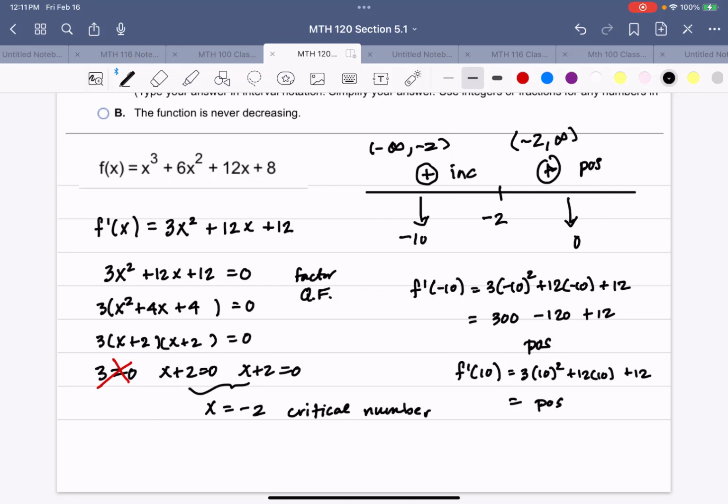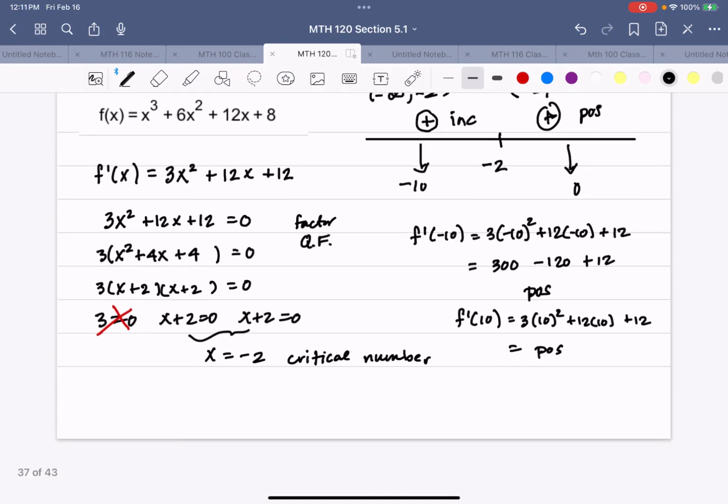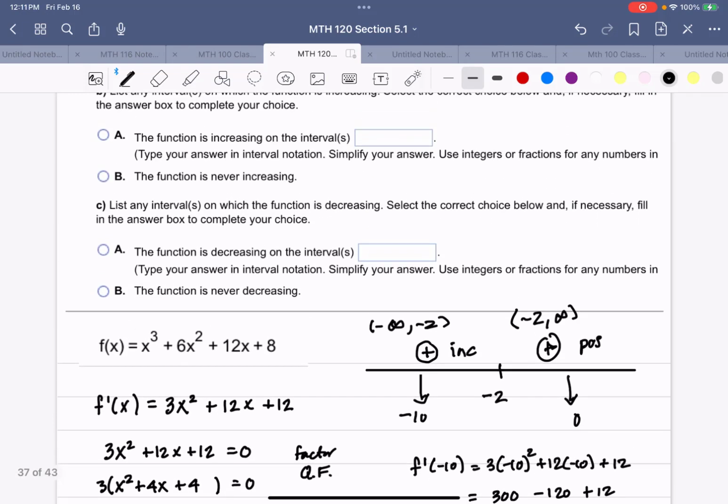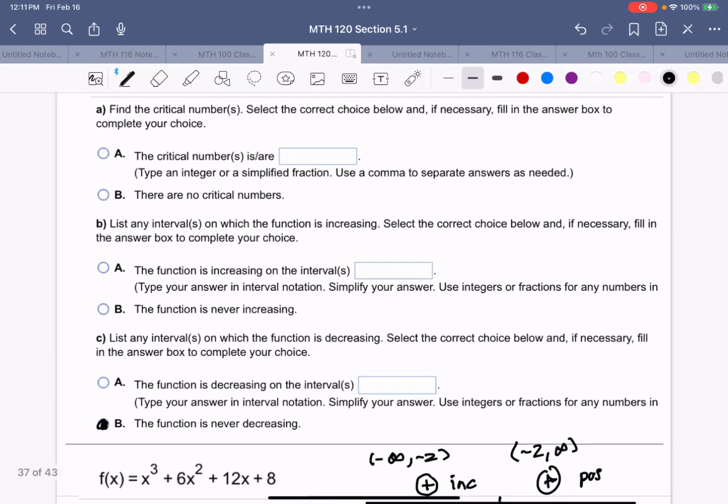Now, because negative 2 is not excluded, that means that this function is increasing from negative infinity to positive infinity. Even though it has a critical number, the function doesn't change signs there, so this function continues to increase the entire time. So we can mark that it's never decreasing, that the function increases from negative infinity to positive infinity, and that the critical number is negative 2.